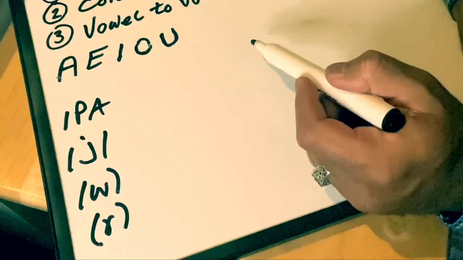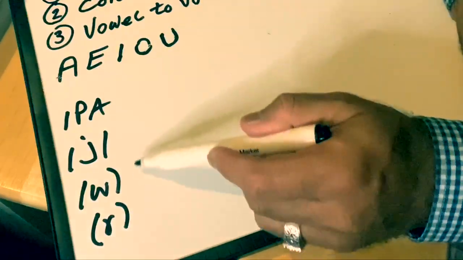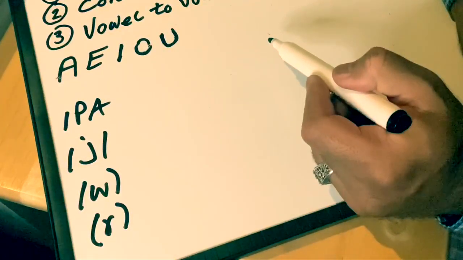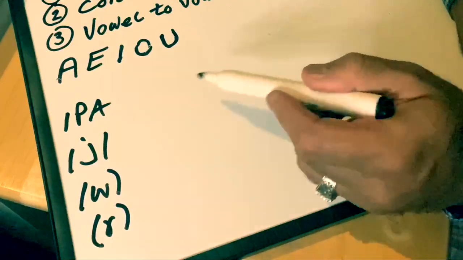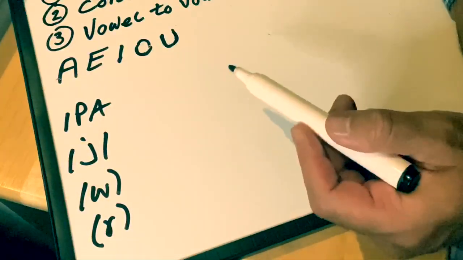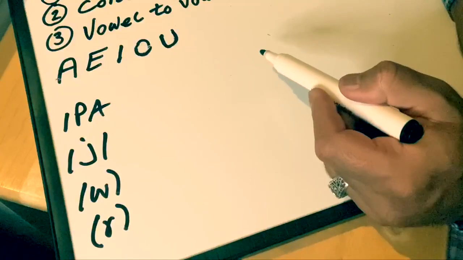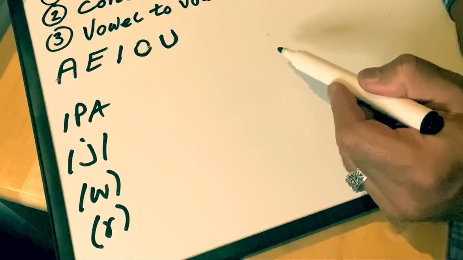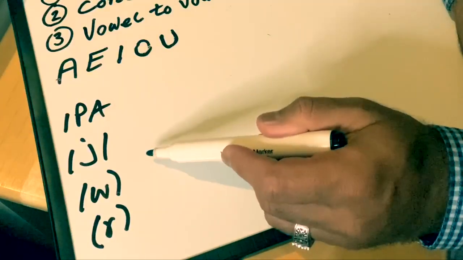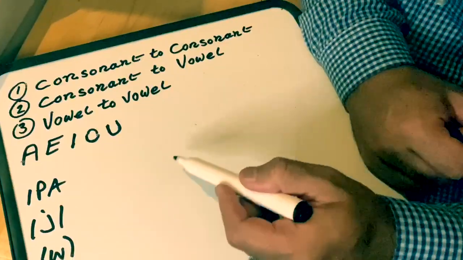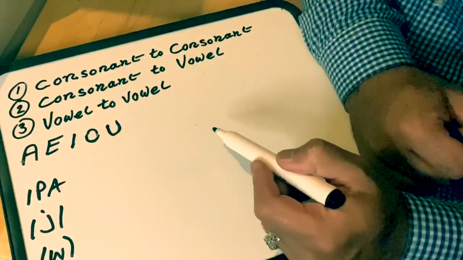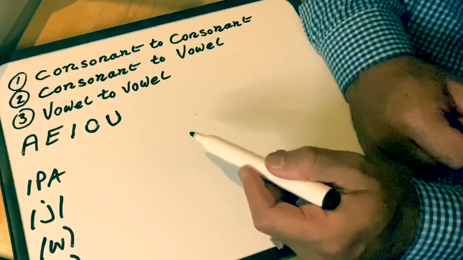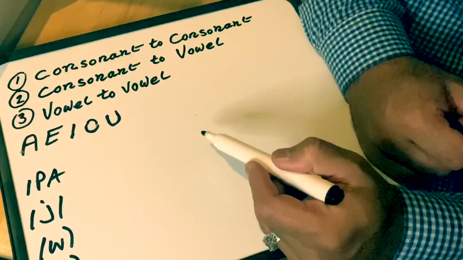Now the question comes: how do I know which sound to add in between? When you look at the words, try all of them and see which one sounds right to go in between. You will know when you look at the words or when you pronounce them, because when you put ya, wa, ra in between, you will know which sound goes in between those vowels.